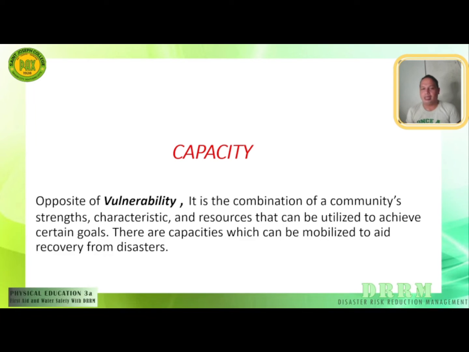Next, we have capacity. The opposite of vulnerability is capacity. It is the combination of community strengths, characteristics, and resources that can be utilized to achieve a certain goal. So, there is community strength. They are not easily mentally affected if ever there are disasters or challenges that may come their way. So, they were able to resist the negative impact.